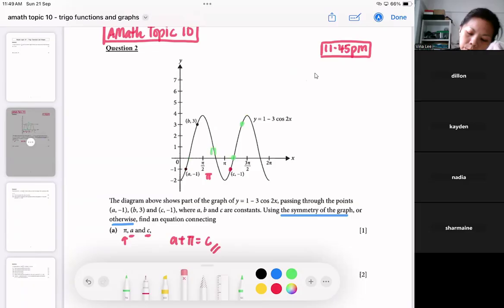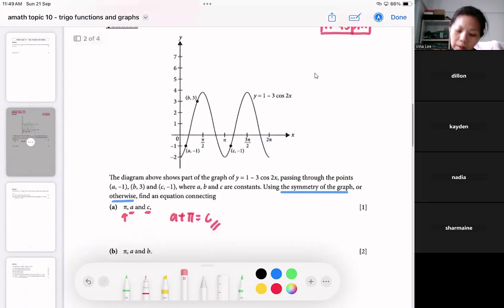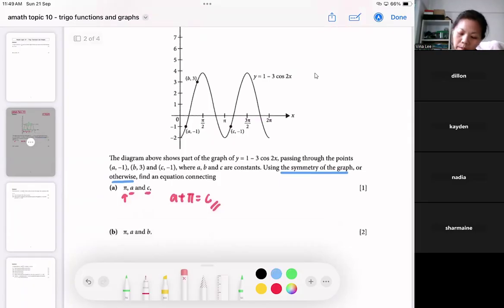Usually the first one is easy, and the second one is the more confusing one. We need to link A and B using pi. I am doing the symmetry first, and after that I will explain the otherwise method. The symmetry will be something like this. This one is A and this one is B.